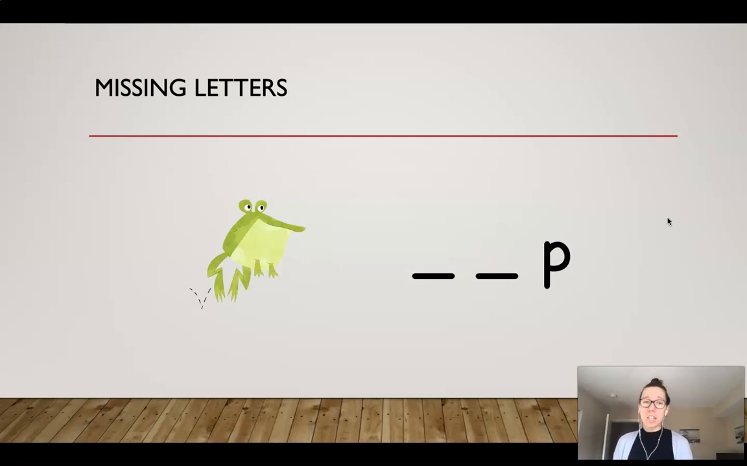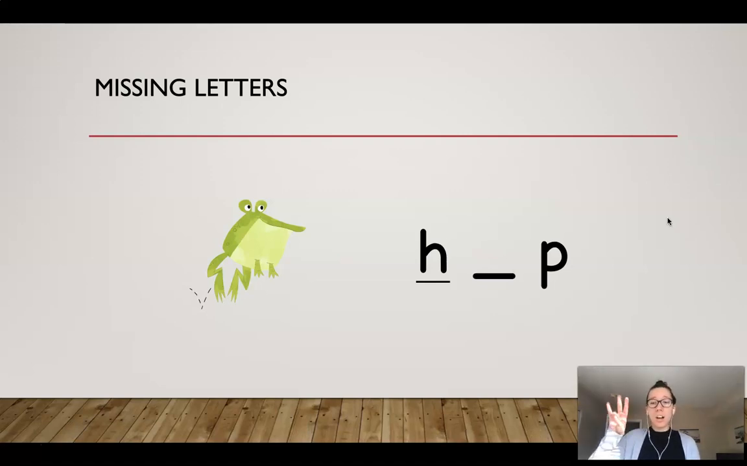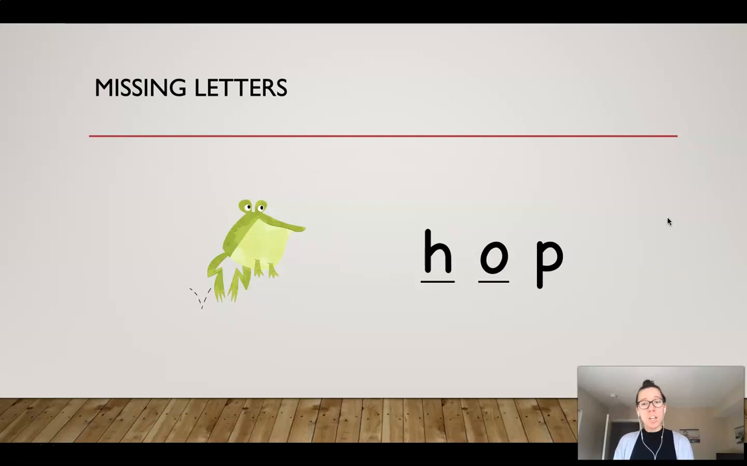The first sound I hear in hop is h. I know that the letter H says h, so I'm going to write an H in my first blank. What is the middle sound in the word hop? Very good. The middle sound in hop is ah. We can tap out our word, h-ah-p, hop. We can hear that ah is that second or middle sound, and we know that O says ah, so we're going to write O in our second blank. The word hop then is spelled H-O-P, and we can sound it out, h-ah-p, hop.